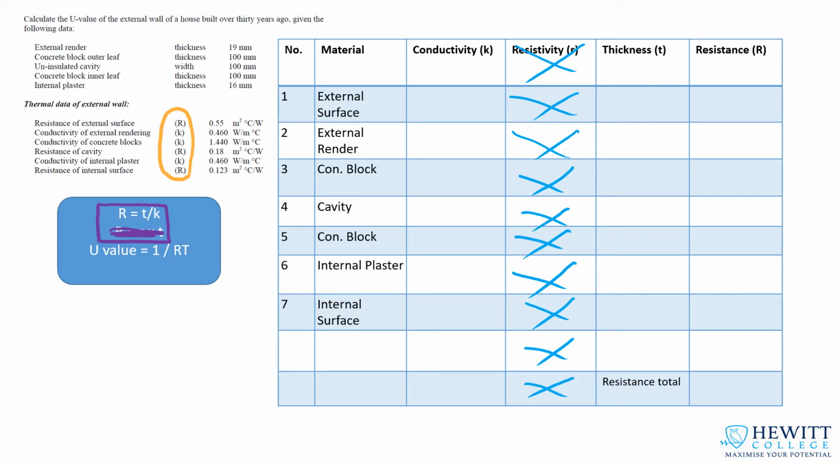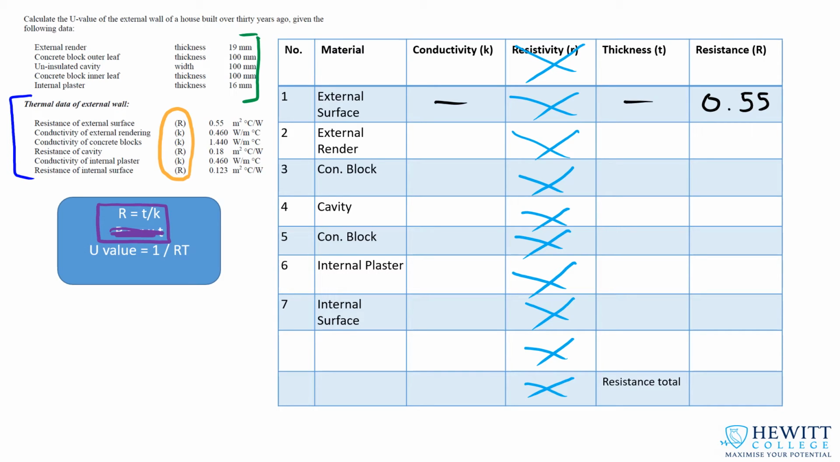The external surface first of all. We check the first column to see if there's any thickness. We know that the external surface doesn't have a thickness. Check the next column, the thermal data of the external wall. The very first line says resistance of the external surface, the big R, is 0.55. So we put that straight into the big R column: 0.55. Conductivity is blank, thickness is blank.